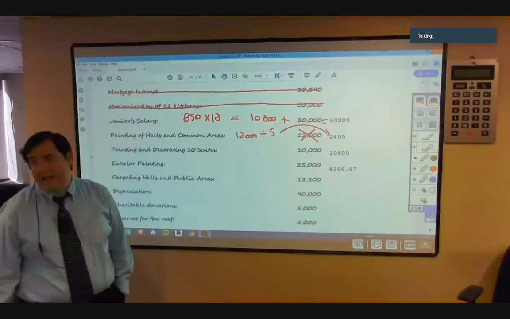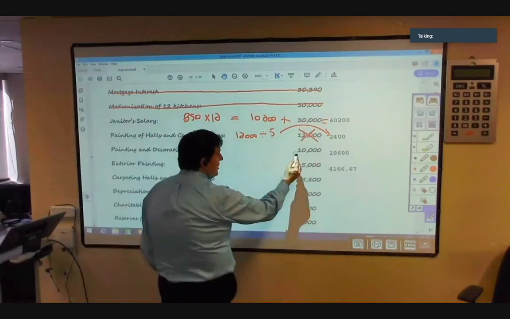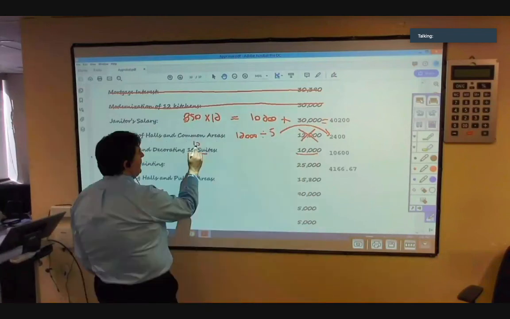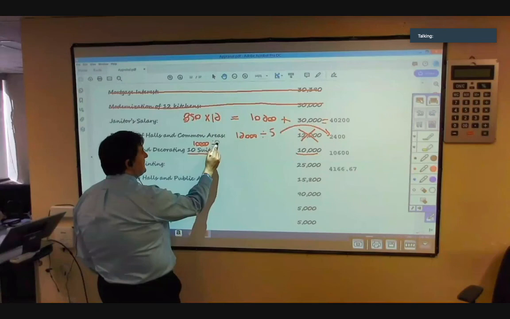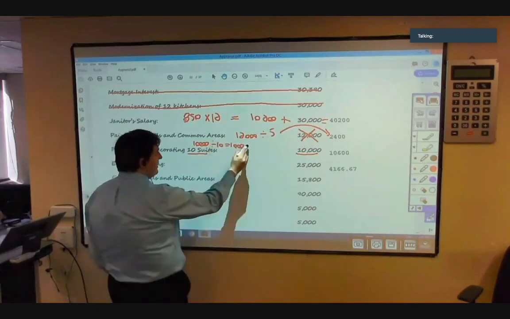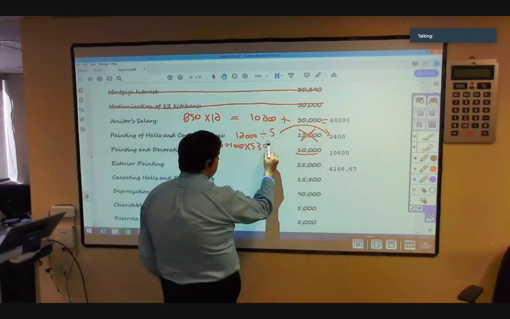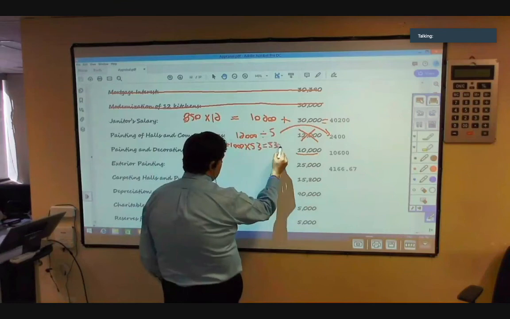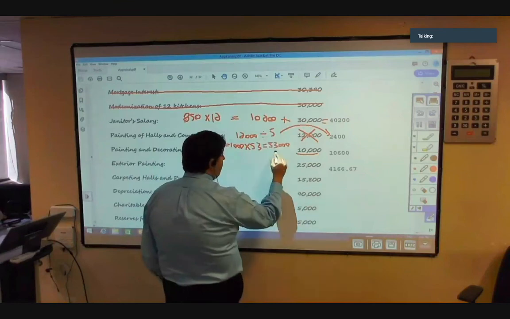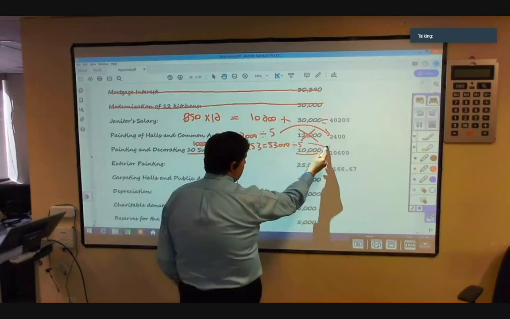Then we have 10 units. It's going to cost you 10,000 to paint. So 10,000 divided by 10 is 1,000 per unit, yes? How many units do we have? 53. We got that from the previous page. So that's going to be 53,000. Then how often do we paint? Every 5 years. Divide by 5, and that's going to be the adjusted amount per year.